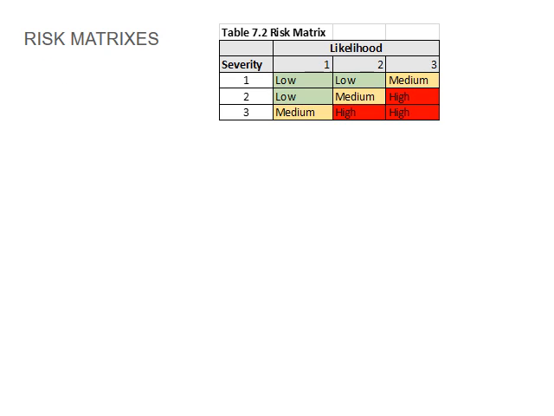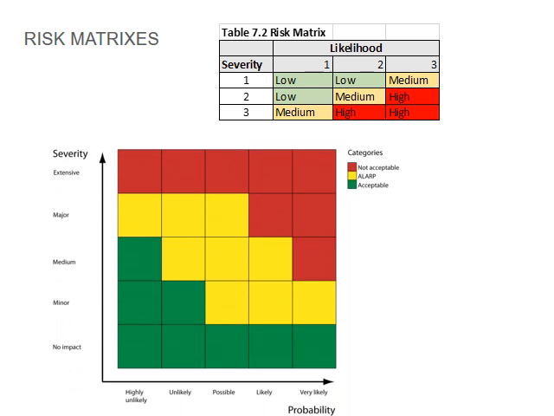Okay, then I just included the risk matrix. You will see Table 7.2. This is a very simple one. I included a more elaborate one with more stages, but it does exactly the same. It's basically, whenever you have a risk, you identify your risk, and then you identify the severity of the risk and the likelihood of it actually happening.